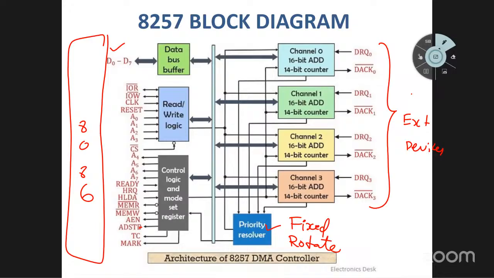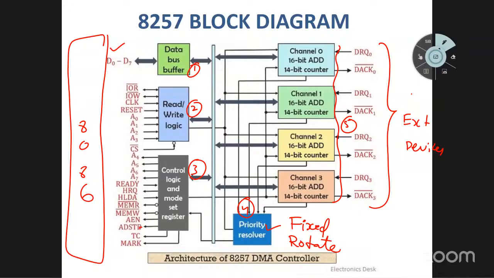So this DMA controller has two priorities: fixed priority and rotating priority. So our architecture of 8257 DMA controller is having 5 blocks.